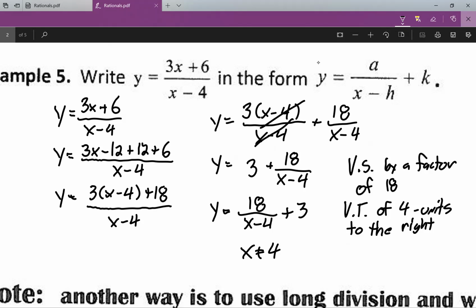Then looking at that plus 3, that tells me, oops, I just noticed that's not a vertical translation. That is a horizontal translation. I apologize about that one. Then I look at that plus 3, and that one's going to tell me that I have a vertical translation of 3 units upwards. Or rather, my horizontal asymptote has shifted 3 units upwards.